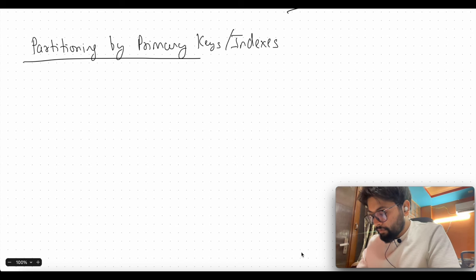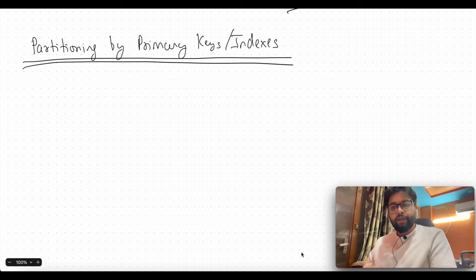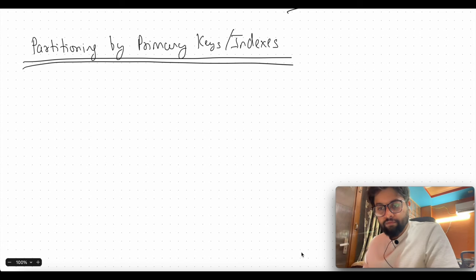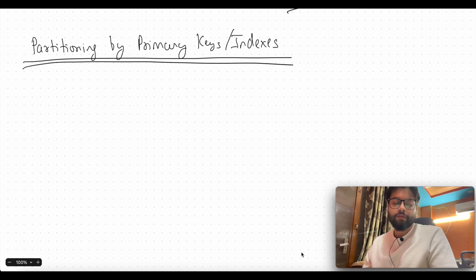So what do we mean by primary keys? Every piece of data within a database is uniquely identified by its primary key, which means that if you have 1,000 rows within a table, then all of these rows will have unique primary keys. It can't be the case that for a primary key there is more than one matching row within the particular table. That is the concept behind primary keys, and we are trying to shard or partition through the primary keys or primary indexes.